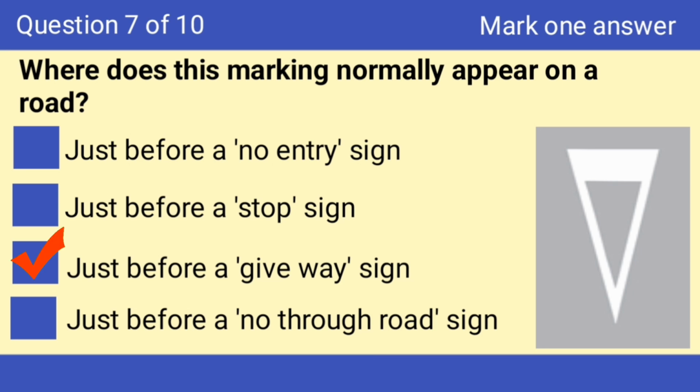The correct answer is just before a give way sign. Explanation: this road marking means you should give way to traffic on the main road. It might not be used at junctions where there isn't much traffic. However, if there's a double broken line across the junction, the give way rules still apply.